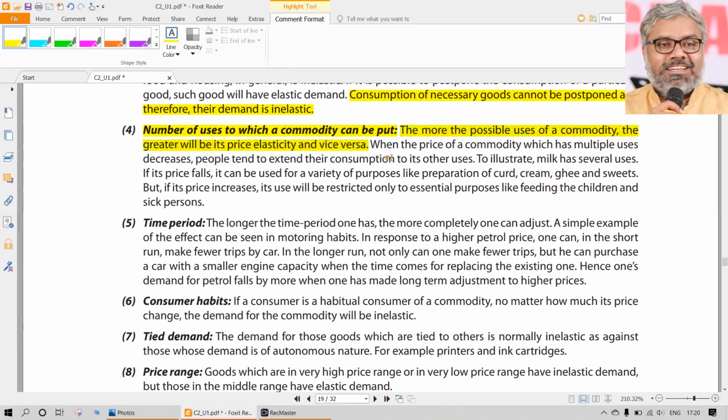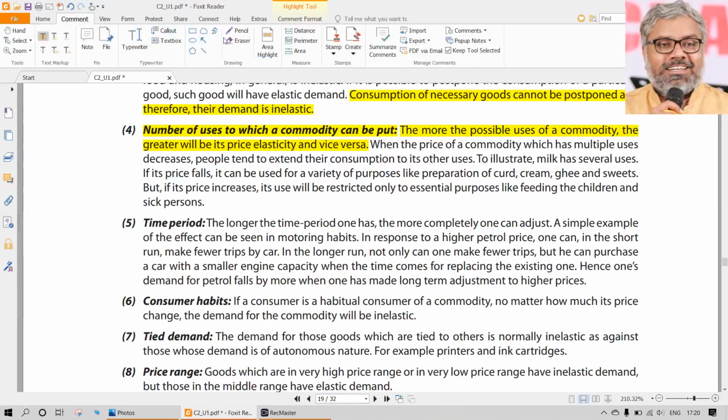So what happens here? When the price of a commodity which has multiple uses decreases, people tend to extend their consumption to the other uses also. When there are more possible uses of a commodity, the price elasticity also will be higher. Take this example. Say, for example, the electricity prices have reduced drastically. Normally we use electricity only for running our household appliances: a television, refrigerator, washing machine, microwave oven, air conditioners, fans, tube lights, etc.